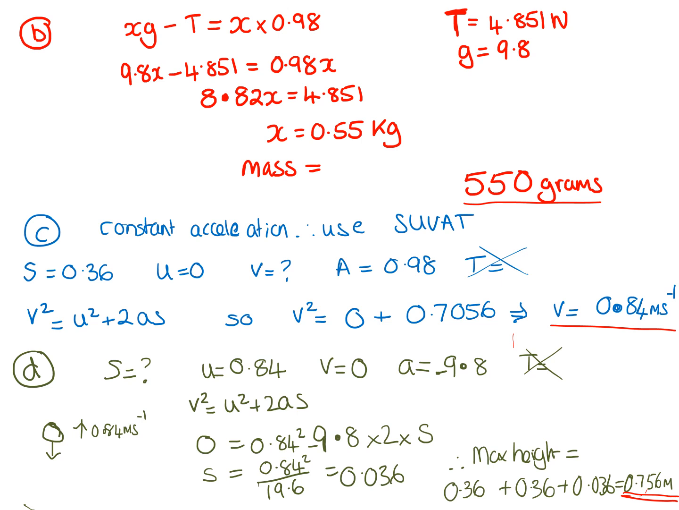And you can assume that P doesn't reach the pulley. So you're modelling P, how far up does it go? So in other words, what's the s? You know that u is 0.84 from the last question. At the maximum height, its velocity will be 0. And acceleration due to gravity is minus 9.8. So using SUVAT gave 0.756. Well done if you got it.